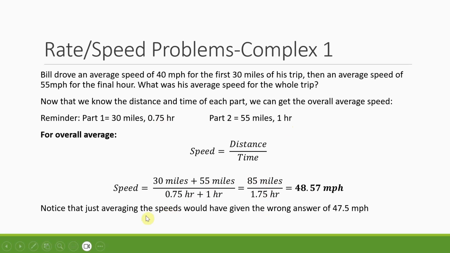Now note that if you did just average the speeds, you would have gotten 47.5, which is close, but it would be wrong, and you better believe this is going to be one of the answer choices, because that's what they're trying to see if you make the mistake doing. So just be really careful never to average speeds to get an average speed.